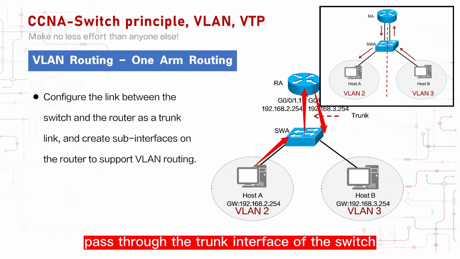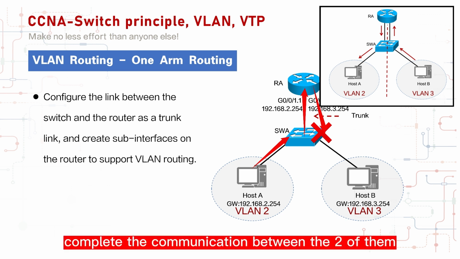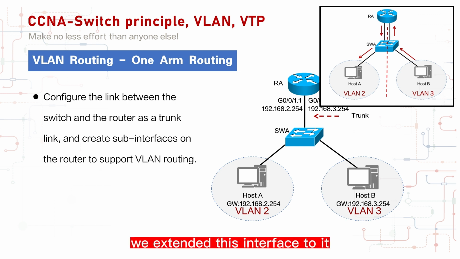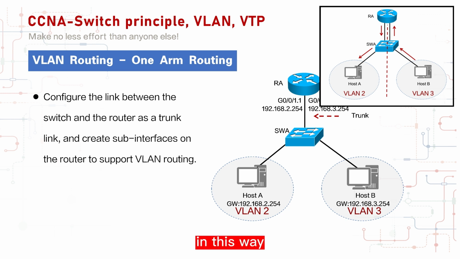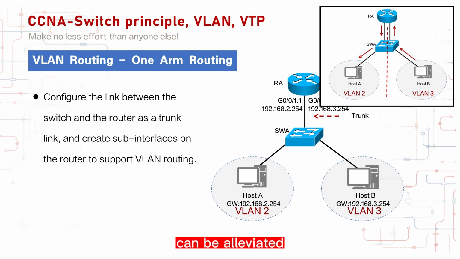Pass through the trunk interface of the switch. Then when passing through this access interface, strip off the tag. Then forward to host B. Complete the communication between the two of them. It is equivalent to extending this interface. In this way, the problem of insufficient router interfaces can be alleviated.